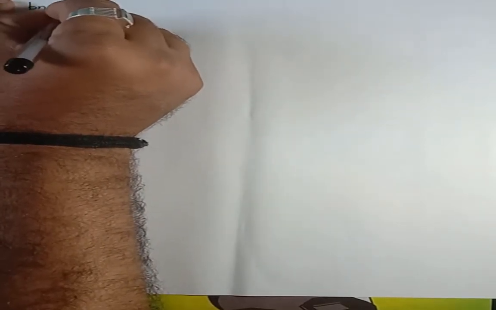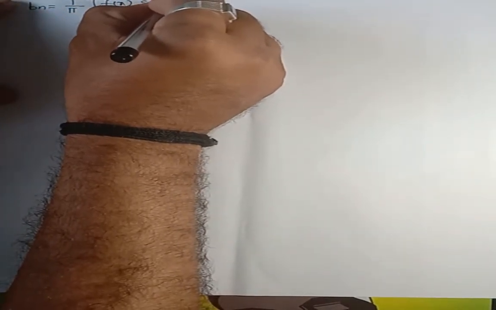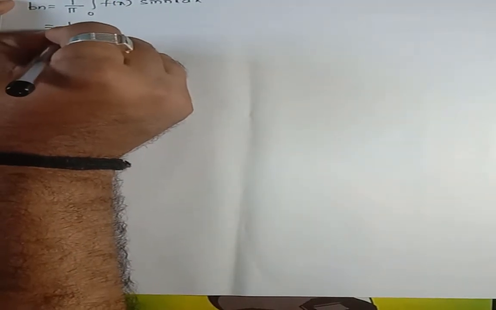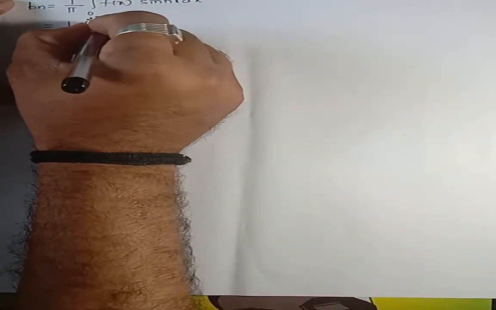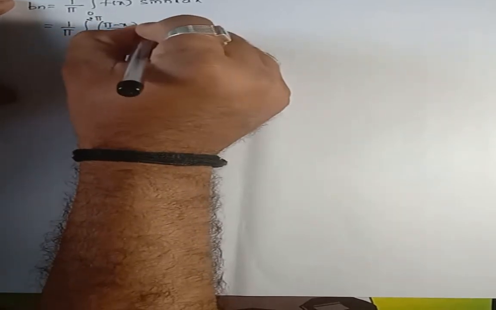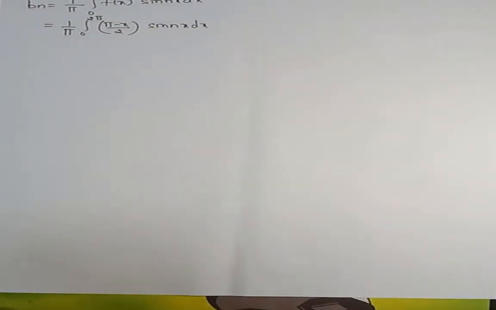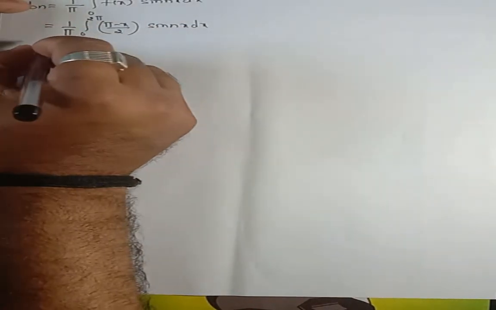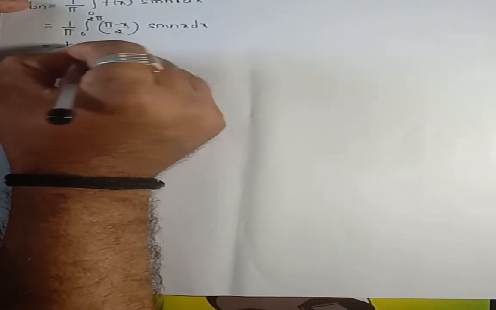1 divided by pi integration 0 to 2 pi f of x, same function, and here it becomes a sin nx with respect to dx. Now substitute 1 by pi as it is, integration 0 to 2 pi as it is. F of x is nothing but pi minus x divided by 2 into sin nx with respect to dx. Okay, now let me move further. I used to take constant 2 outside, let me take 2 pi outside.